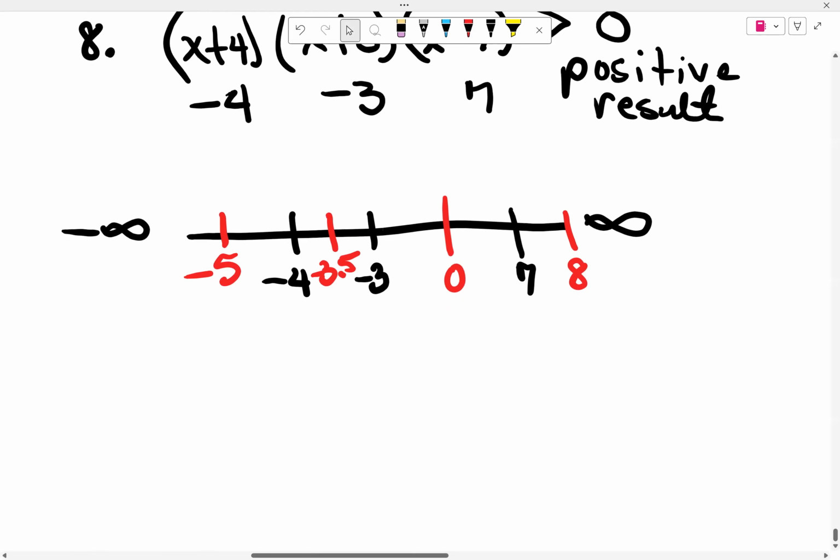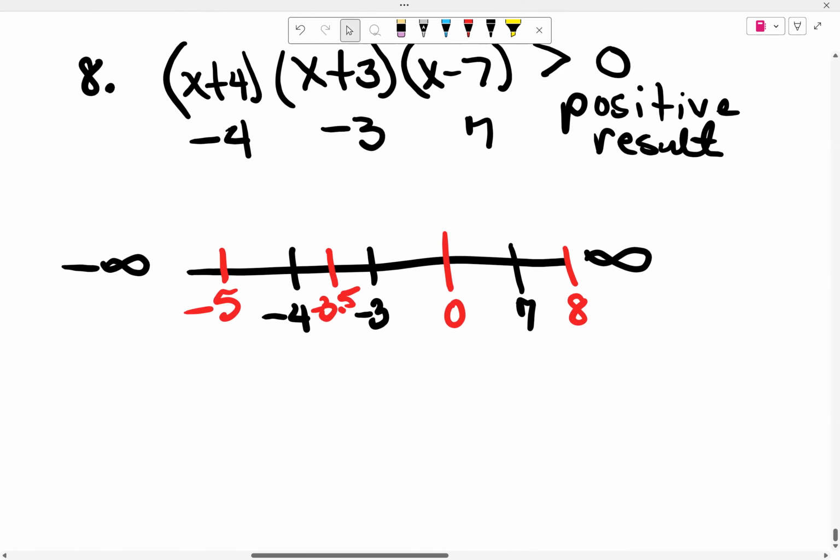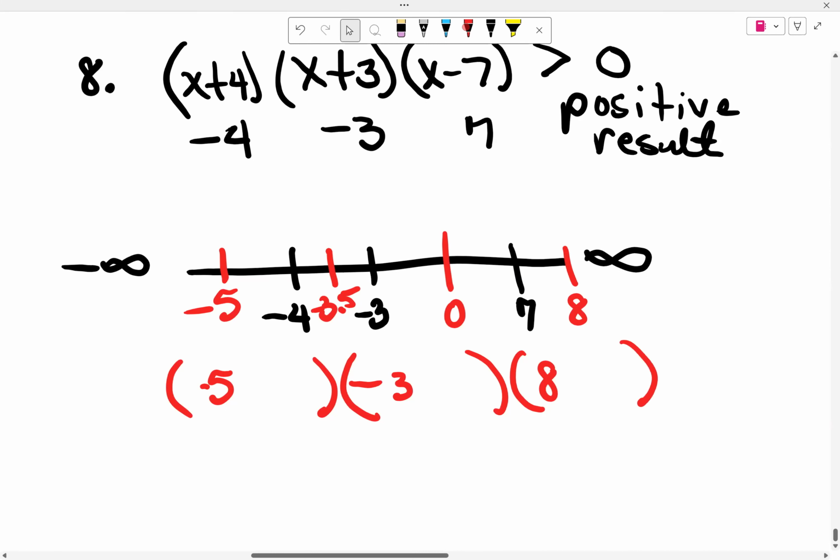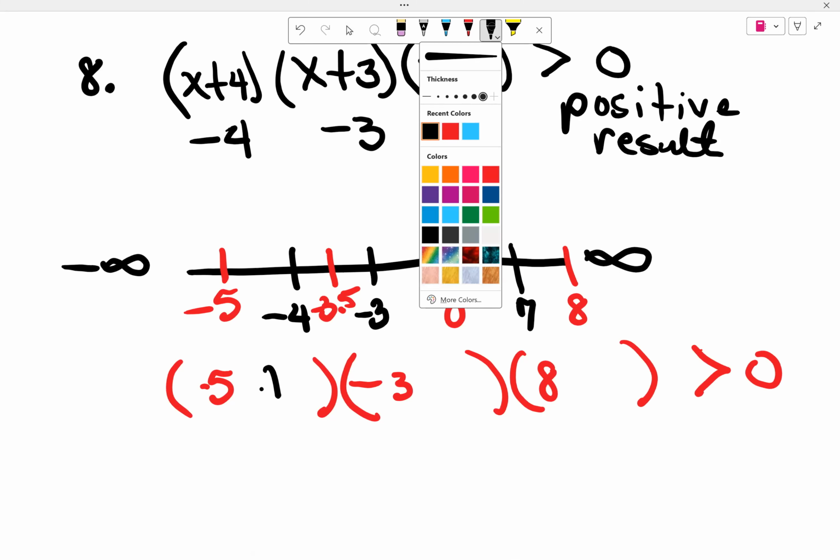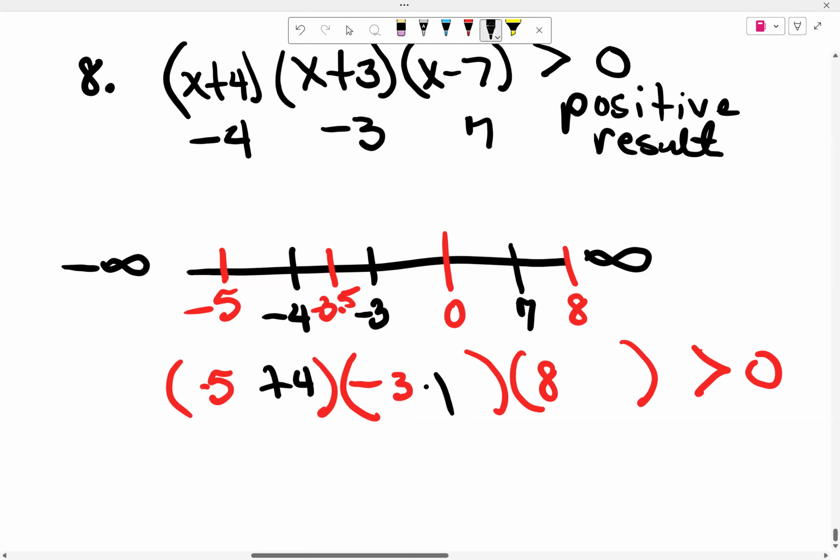And so now what we're going to do is implement those values in here. So this becomes -5 plus 4. This is -3 plus 3. And this will be 8 minus 7. And they have to be greater than 0. So if you notice here, I'm going to write the rest of the expression. So this is plus 4, this is plus 3, this is minus 7.